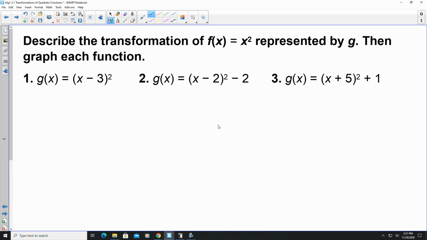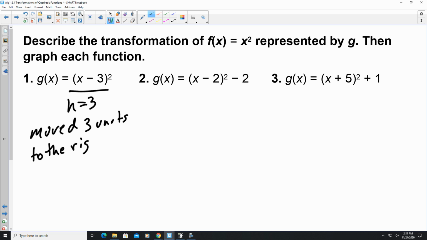So here they're asking you to describe the transformation in these particular functions. If I look at the first one, I have x minus 3. That tells me that h is 3. Because h is 3, the graph is being moved 3 units to the right.